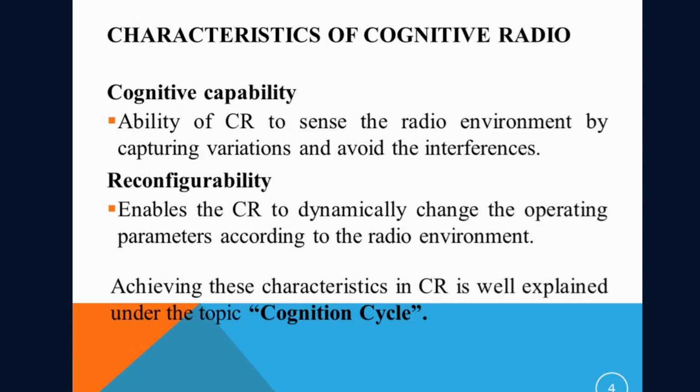The main characteristics of cognitive radio are cognitive capability and reconfigurability. The ability of the cognitive radio to sense its radio environment by noting down the variations in it is called cognitive capability. Next, the ability of the cognitive radio to change the operating parameters according to the need of the radio environment is called reconfigurability. Achieving these both characteristics in cognitive radio can be understood in the topic cognition cycle.